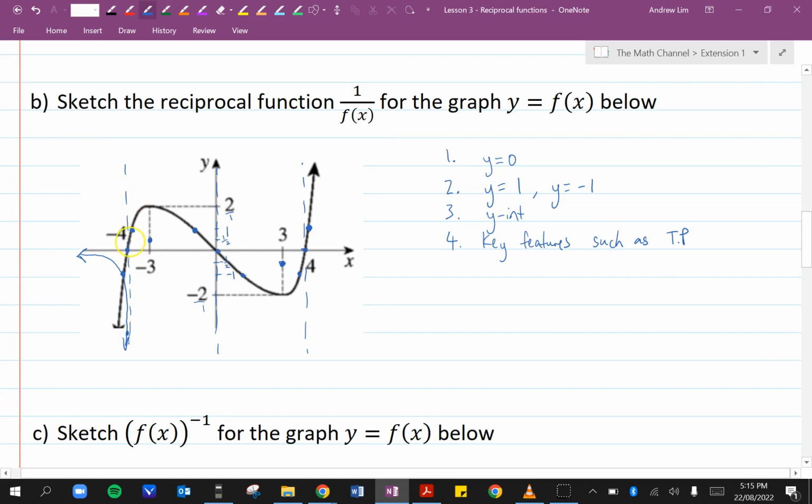1 divided by something really small, because it's really close to 0, it's really big up here. All right. 1 divided by something really small is really big, just in a negative direction.